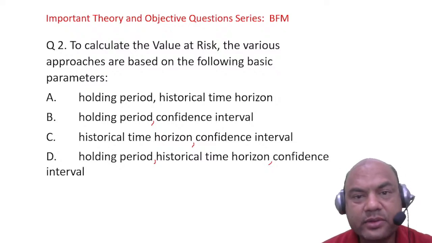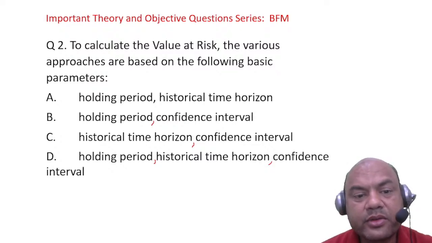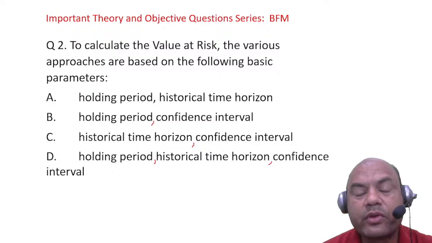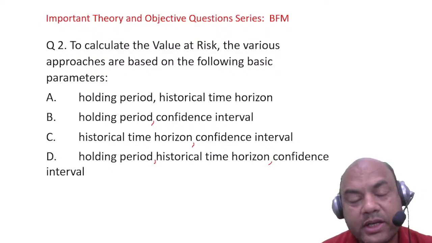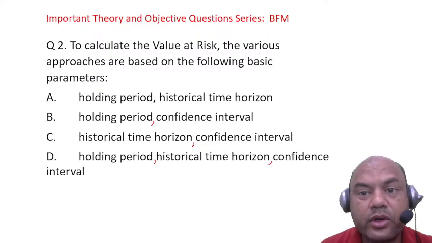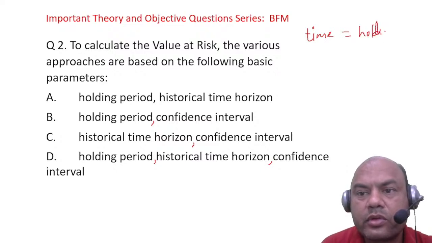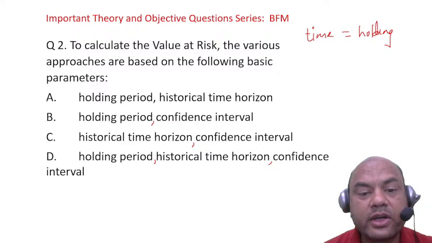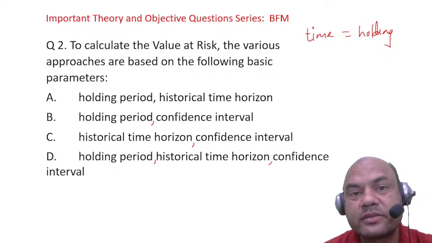Before giving the correct answer, let me explain. Value at risk, what are the parameters? What do you mean by holding period? Holding period means for what time am I going to hold that bond, 2 years, 3 years, 1 year? So holding period is time. Second is historical time horizon. Let's look at this. What is historical time horizon?